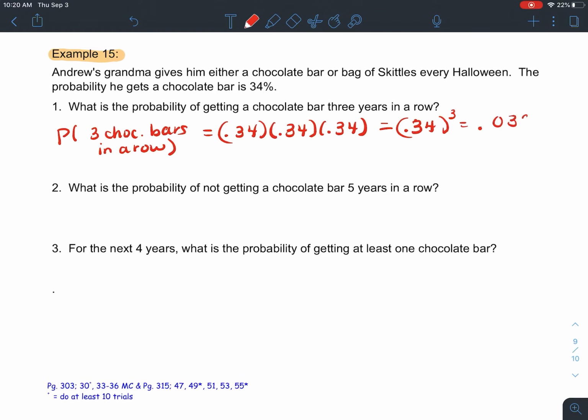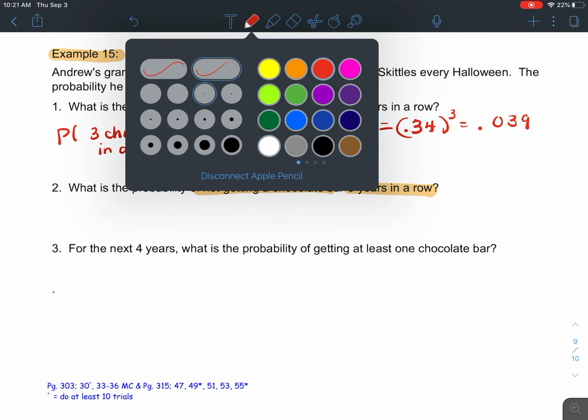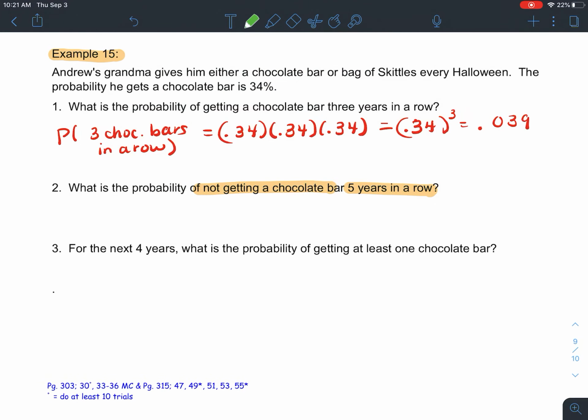So if we're talking about 3 years in a row, we could write it like that, or we could write it as 0.34 cubed, and we end up getting that he's roughly got about a 3.9% chance of getting 3 chocolate bars in 3 years in a row like that. Okay, now that one wasn't too bad. Let's take a look at this one. It's really number 3 that you got to watch out for. It says, what's the probability that he is not getting a chocolate bar 5 years in a row?